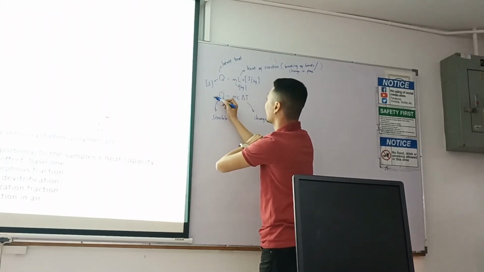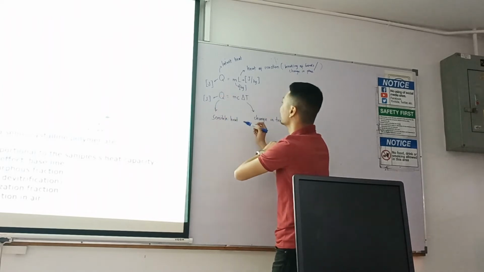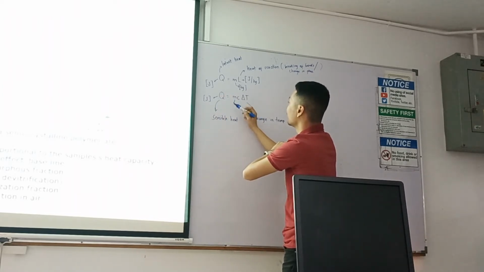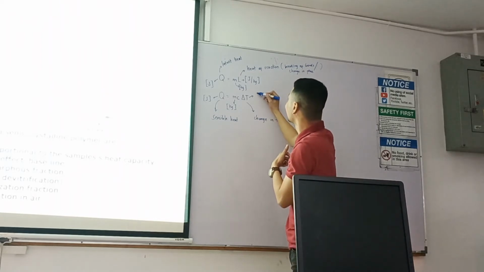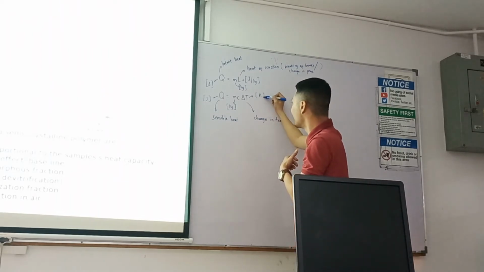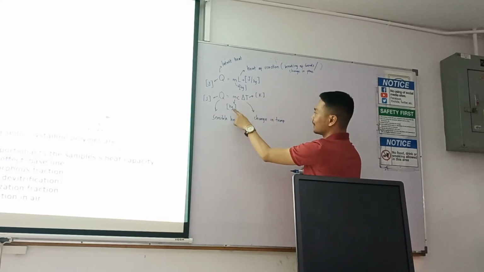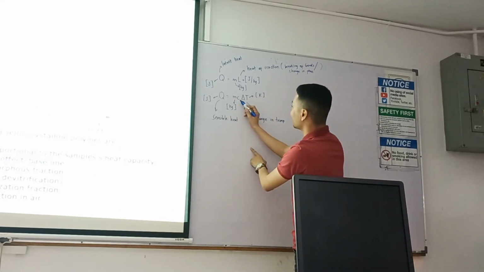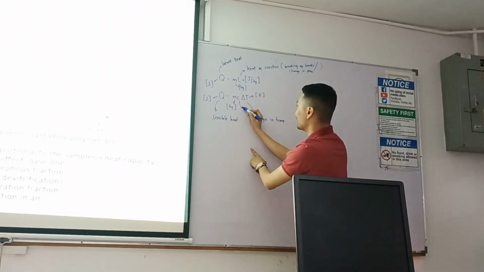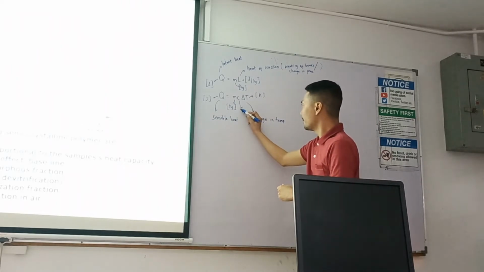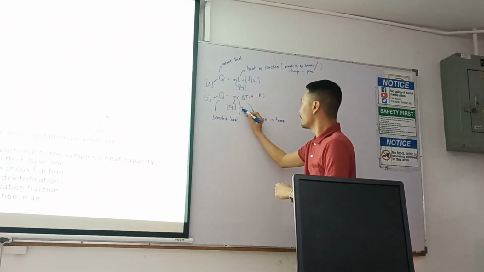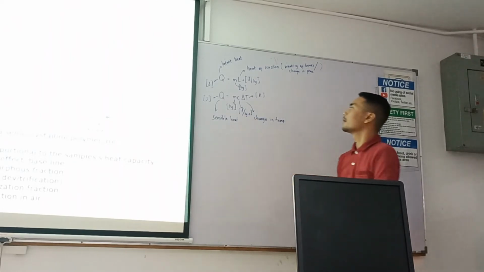Same thing here. This is what? In joules. Of course, this is in what? Kilogram. This is in what? Kayo nang bahala. This is in Kelvin. Then if this is in Kelvin, this is in kilogram, this is in joule, what would be the units of C? Joule per kilogram Kelvin.